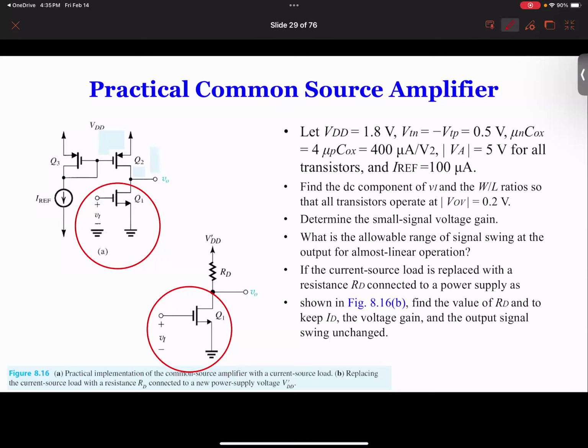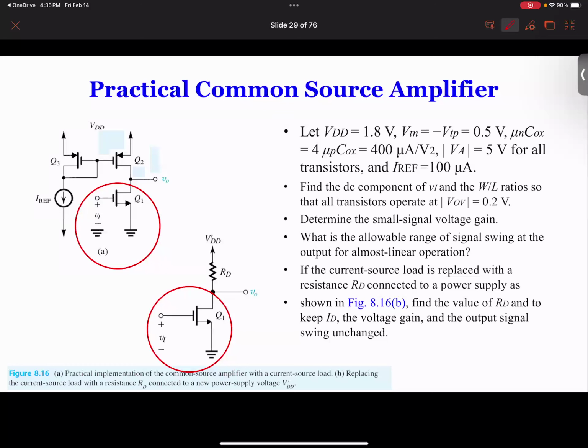Before we get into that, we're given VDD 1.8, VTN and VTP 0.5, KN is 400, but KP is 100. So in some of our examples in the book or in the homework, you'll find that KP is sometimes given on purpose as not the same as KN. So you have to be careful over there.